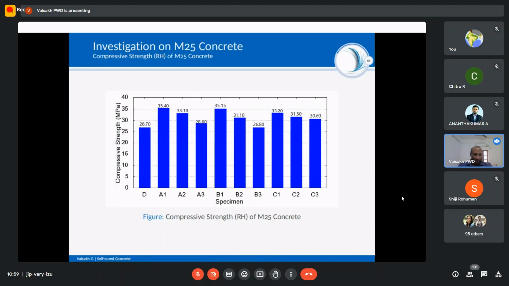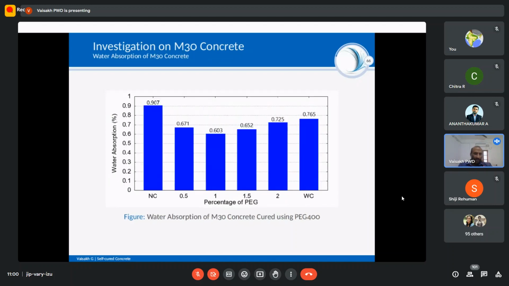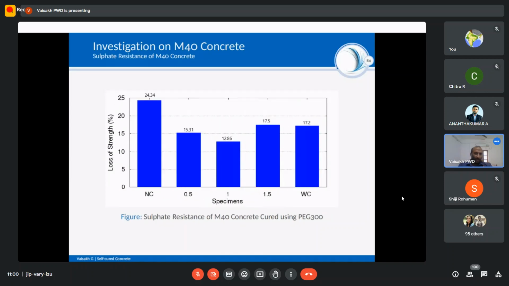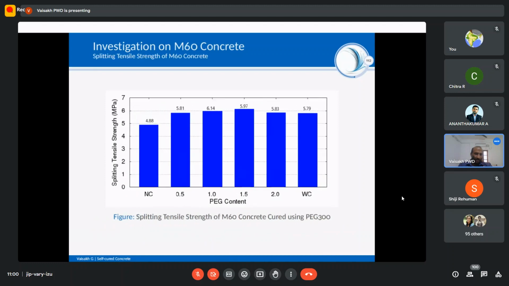compressive strength. I have used the rebound hammer to assess whether the rebound hammer can be used for predicting the strength of concrete. The ultrasonic pulse velocity test is also used to assess the quality of concrete. This I have repeated with M30, M40, M50, M60.